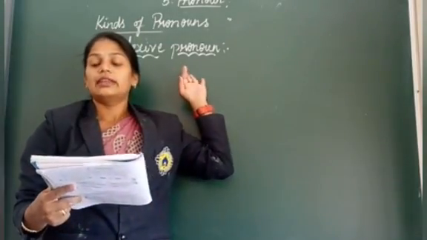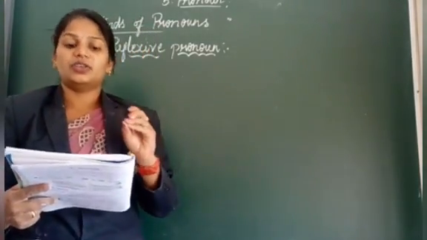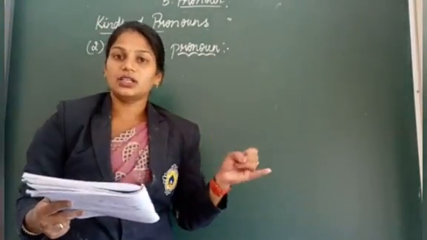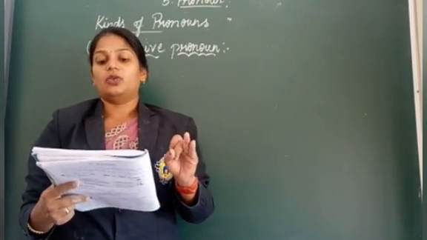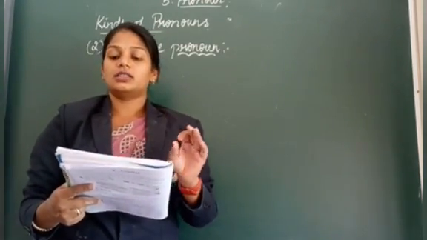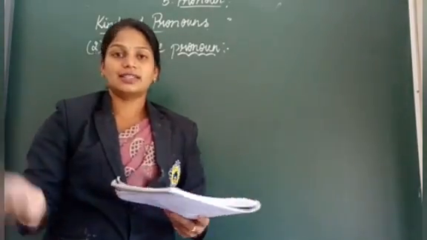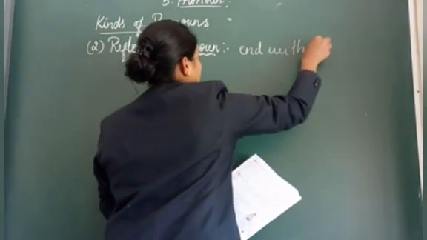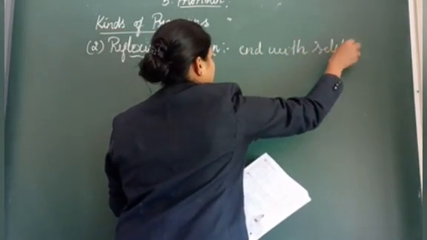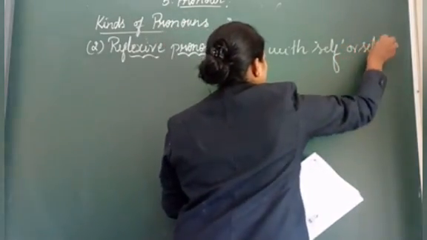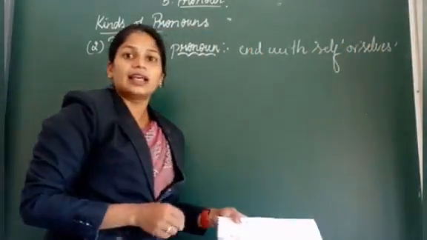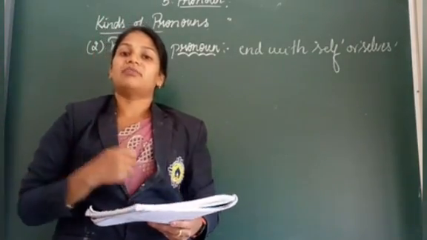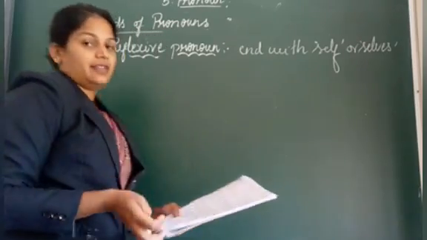Reflexive pronoun. So, they are object pronouns that we use when the subject and the object are the same noun. Okay. So, they are the ones that end with self or selves. Okay, self or selves.